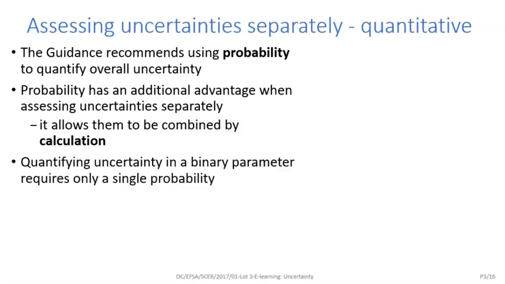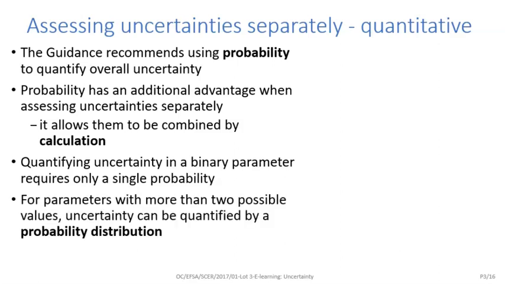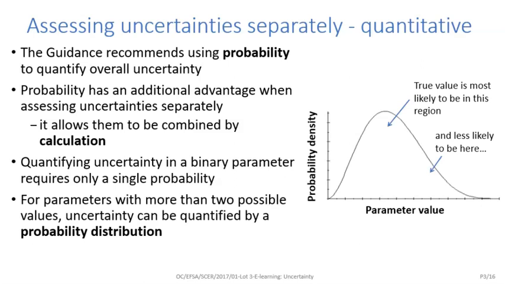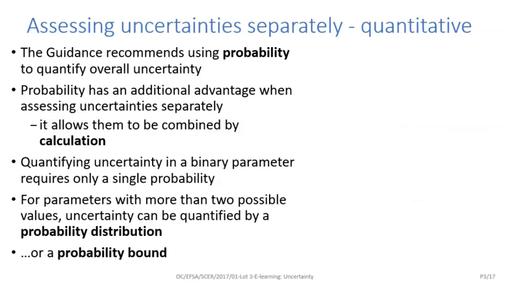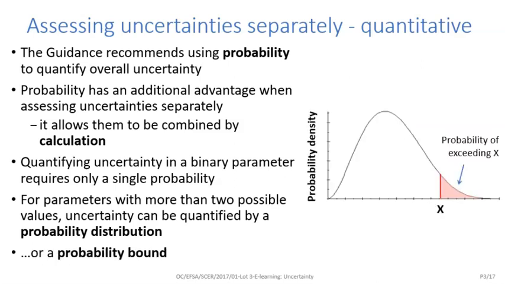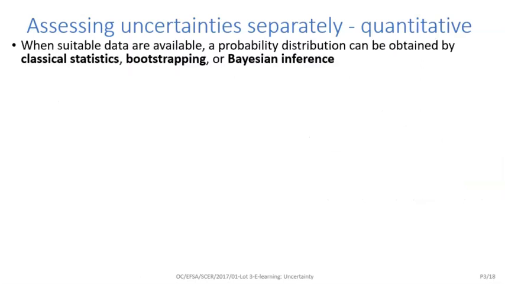If a parameter in your assessment is binary, has only 2 possible values, then you can quantify its uncertainty with a single probability. For parameters with more than 2 possible values, uncertainty can be quantified by a probability distribution, which quantifies both the range and probabilities of possible values for an uncertain quantity, or a probability bound, which quantifies the probability that the true value lies in a specified range, as I explained in the previous presentation.